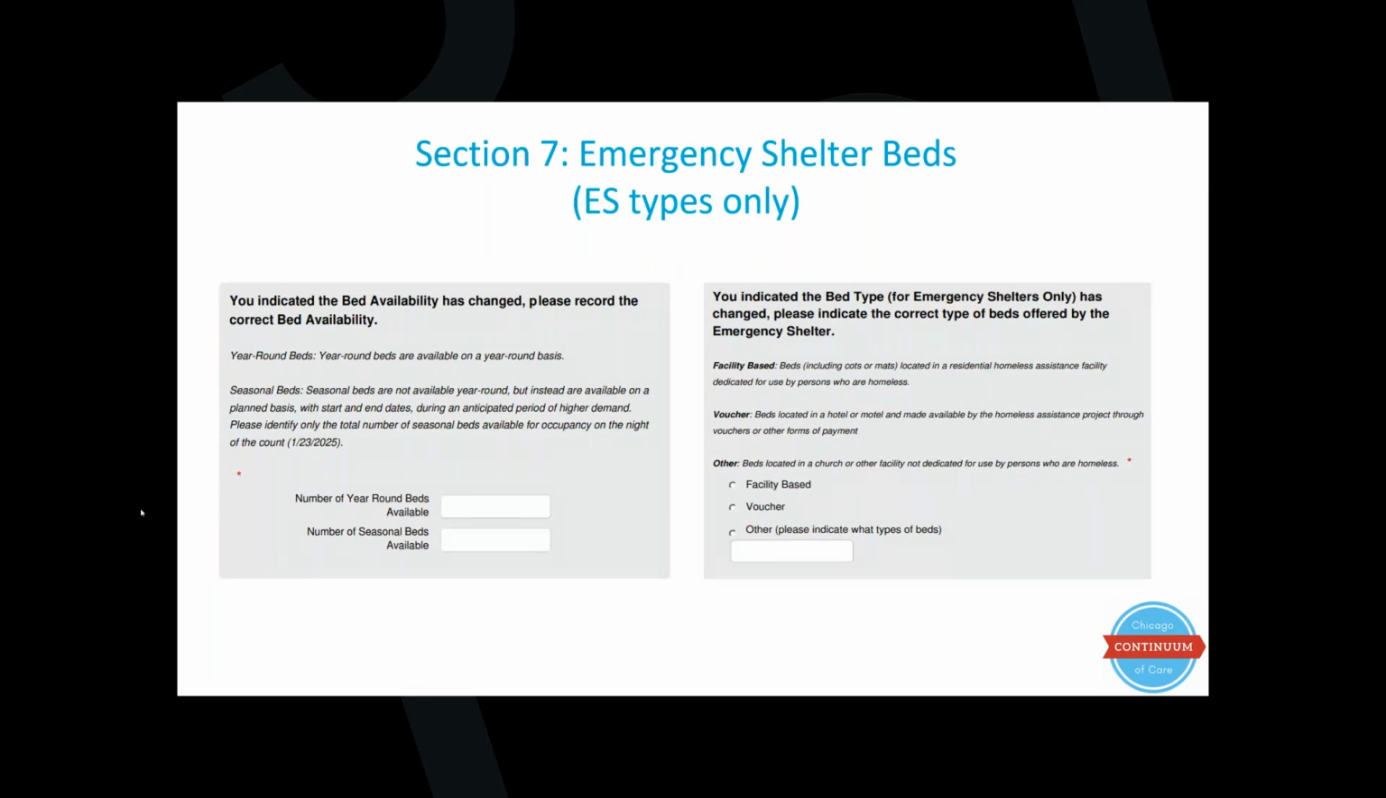So if you're completing the entire utilization section, so the unit and the bed inventory, and you select 10 beds and 5 of those are going to be year-round and the other 5 are going to be seasonal, you'll indicate that in this section as well. And then also if the type of bed changed, so if it went from being facility-based to a voucher or any other type of bed, then you'll indicate that there.